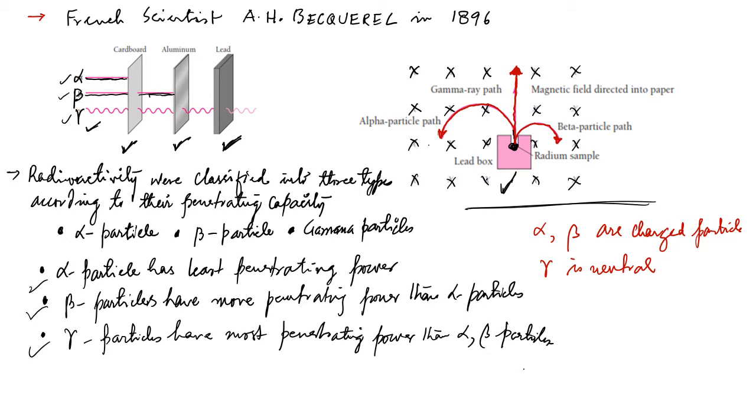And surely alpha and beta have opposite charges because they are deflected in opposite directions in the magnetic field. So based on these two experiments, that is, the penetrating power and the deflection in a strong perpendicular magnetic field, the radiation or particles coming out from a radioactive substance were classified as the alpha particle, beta particle, and the gamma particle.